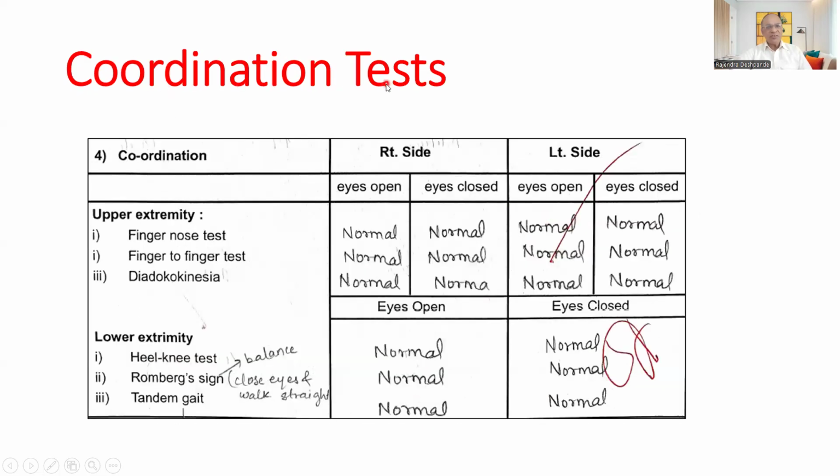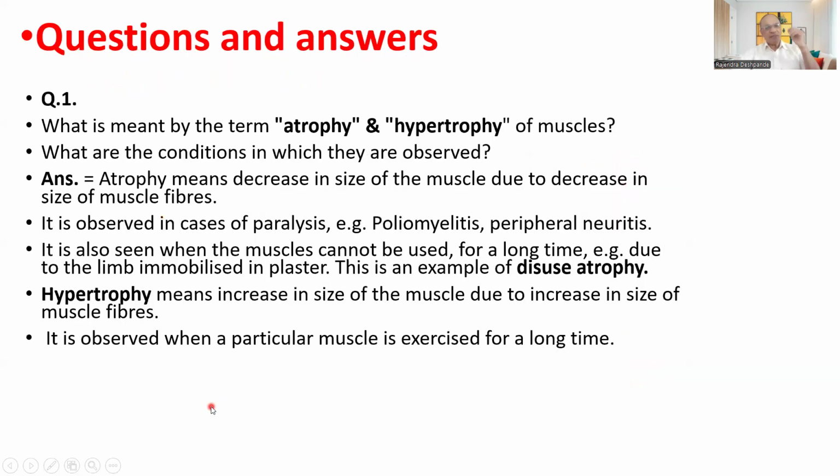Now coordination test, again right side and left side. Upper extremities, you can perform the finger nose test, finger to finger test, and diadochokinesia. Right side, eyes open and eyes closed. Left side, eyes open and eyes closed. Now in the lower extremities, heel knee test, Romberg's sign, and tandem gait. Tandem gait is a walking in straight line.